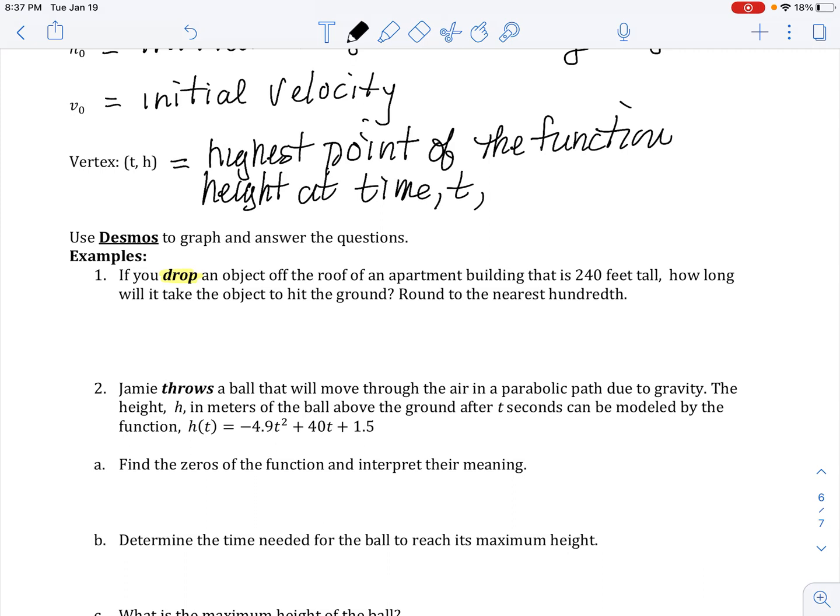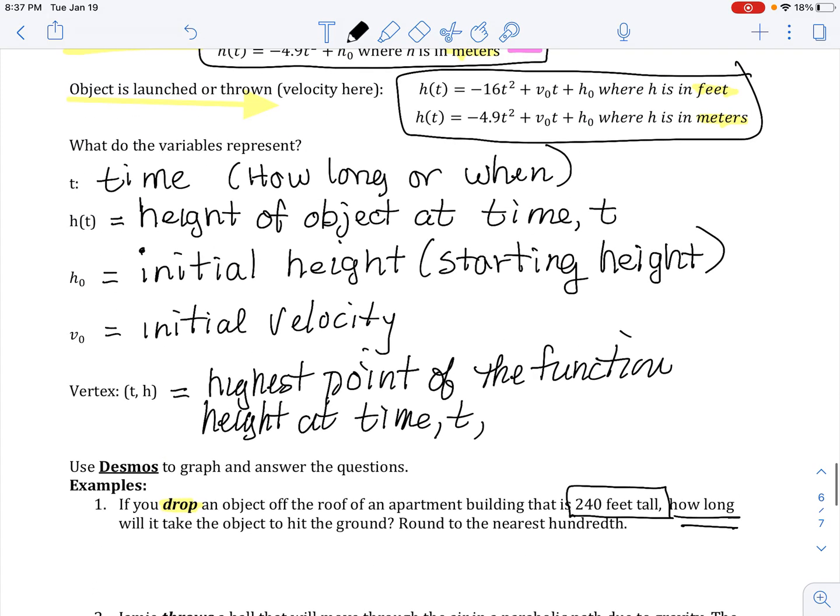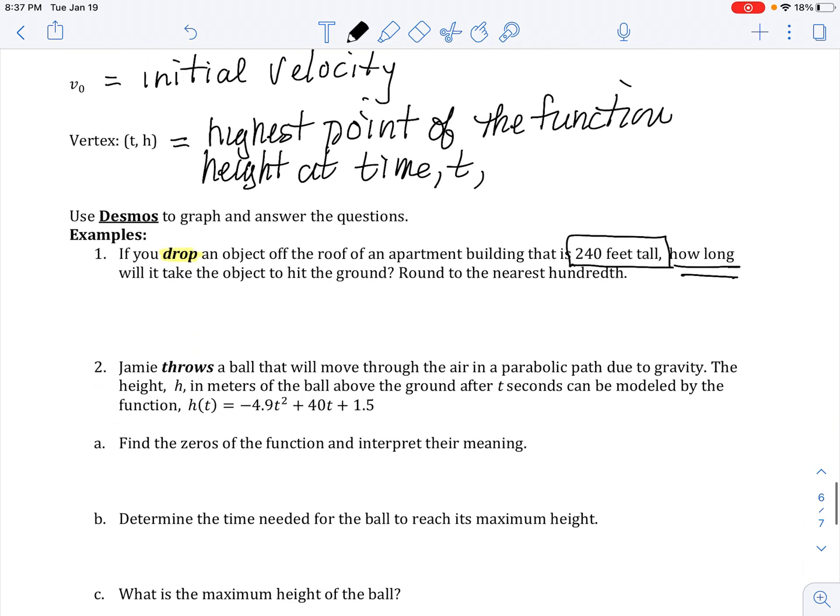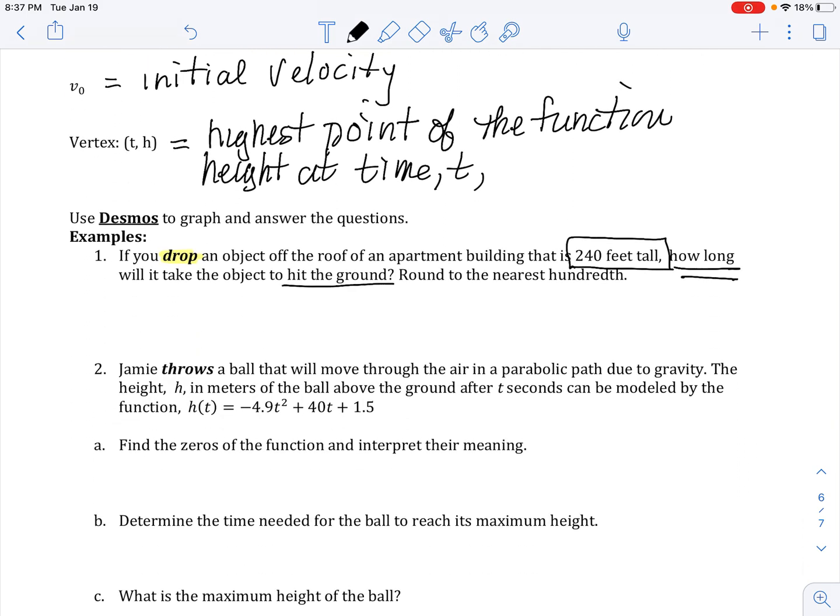Okay, let's go back. If you drop an object off the roof of an apartment building that is 240 feet tall, okay, that's important right there. Feet means we're using the feet equation. How long will it take for the object to hit the ground? How long? Ooh, let's go back. How long? That was a time question. Will it take for the object to hit the ground? The ground. The ground has a height equal to 0. These are important things when considering how to fill out the formula and answer the question.